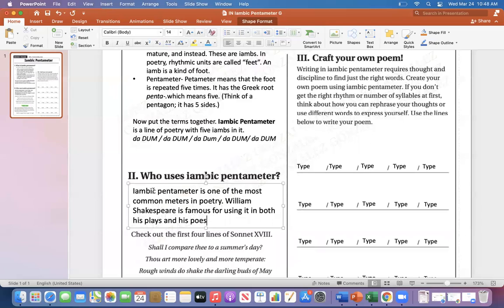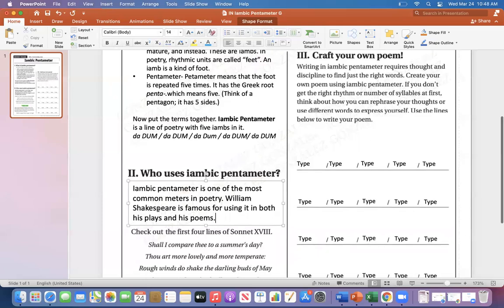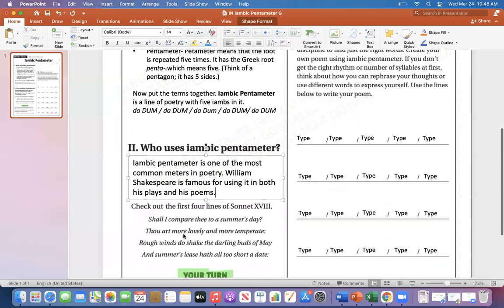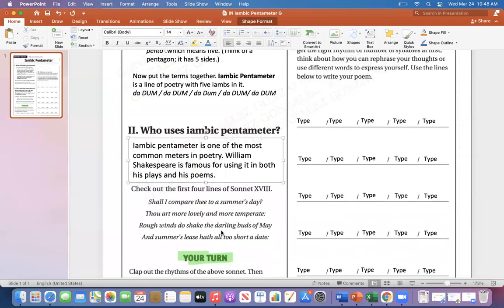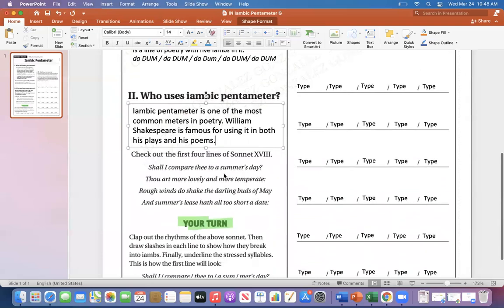And then remember I told you earlier we were going to look at an actual example. So these are the first 4 lines of his sonnet, and I'm going to go ahead and read that. Shall I compare thee to a summer's day? Thou art more lovely and more temperate. Rough winds do shake the darling buds of May, and summer's lease hath all too short a date.